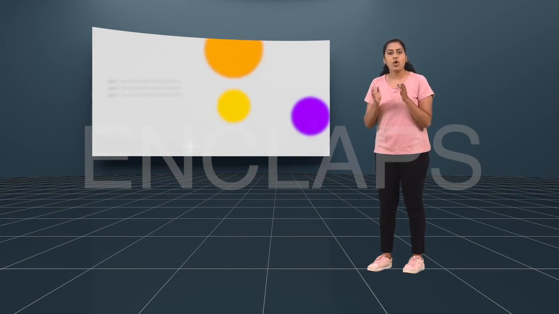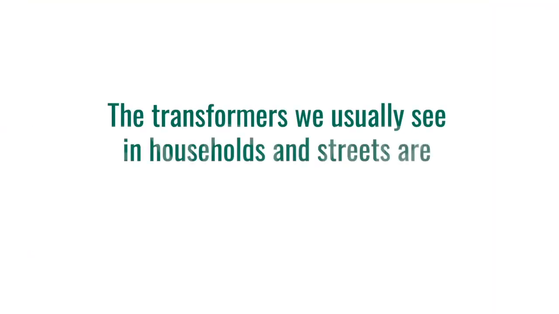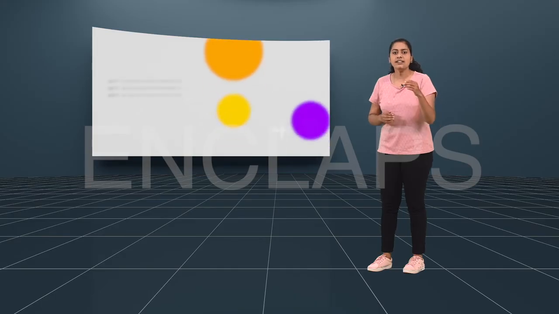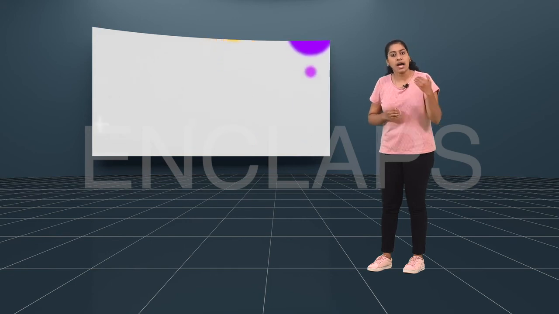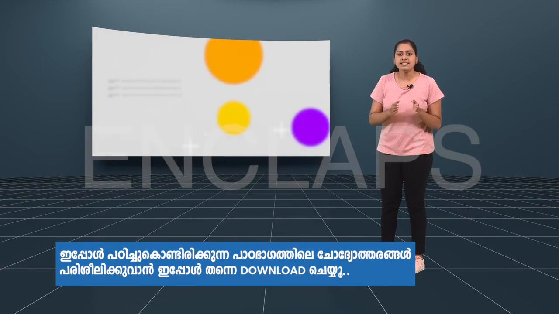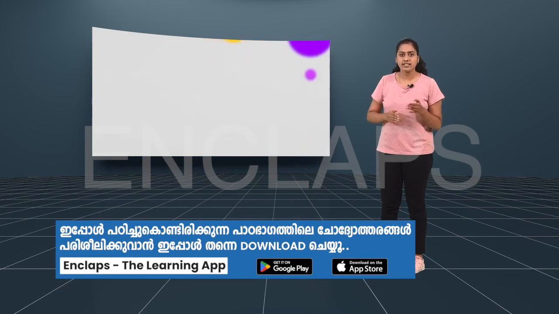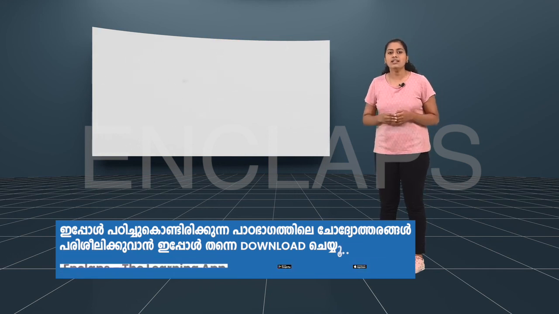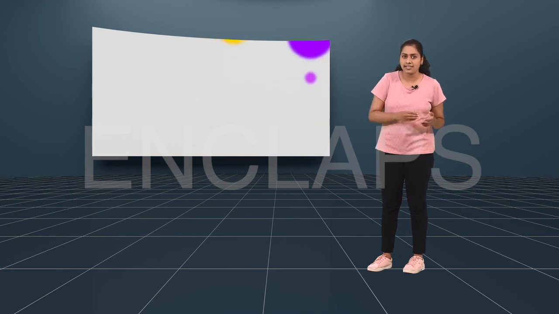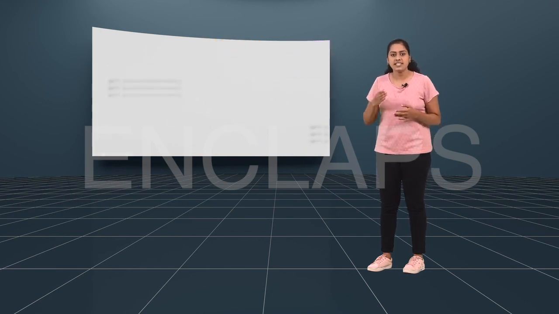Step-down transformers are commonly used in distribution networks. The transformers we usually see in households and streets are step-down transformers. The current reaching those transformers will be of high voltage, but 230 volt is the required voltage for household purposes. So, the voltage is regulated using step-down transformers before distributing it to our houses. Now, we have learned about transmission loss, and regulation of voltage using step-up and step-down transformers in power stations, substations and distribution networks.